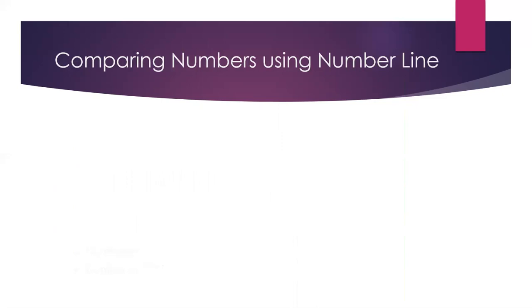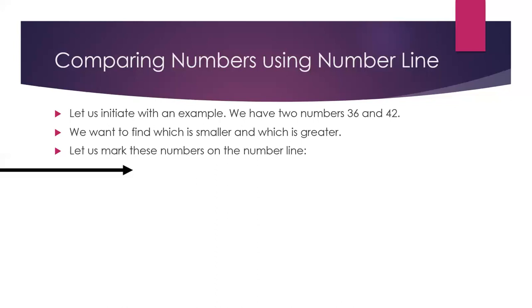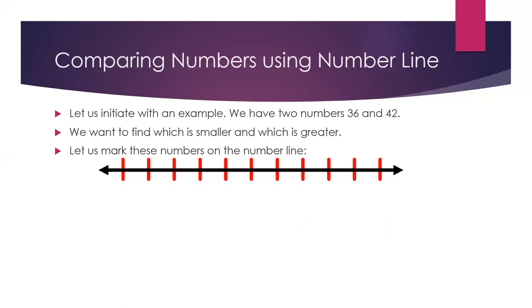So now let us learn how we can compare numbers using a number line. Let us initiate with an example. We have two numbers, 36 and 42. And we want to find which number is smaller and which of them is greater. Let us mark these numbers on the number line. Here we have marked these numbers and here is the number line. From 34 to 44, we have the numbers on the number line. Here we have marked the 36 and here we have marked the 42.